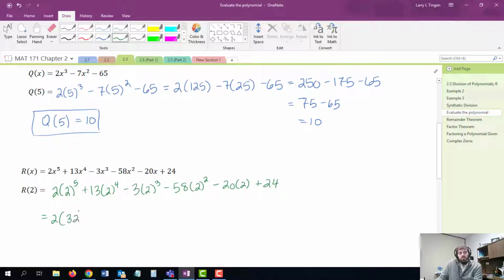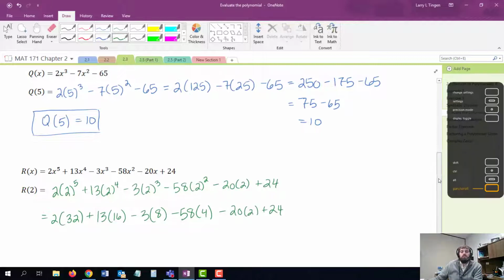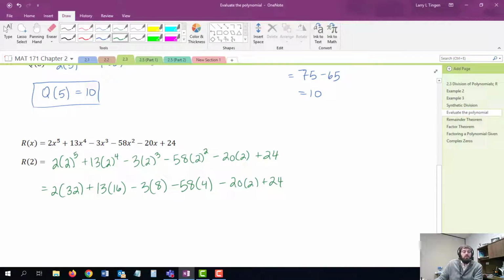all the powers go first. 2 to the 5th is 32. 2 to the 4th is 16. 2 to the 3rd is 8. 2 to the 2nd is 4. 2 to the 1st is 2. And then the constant is 24.